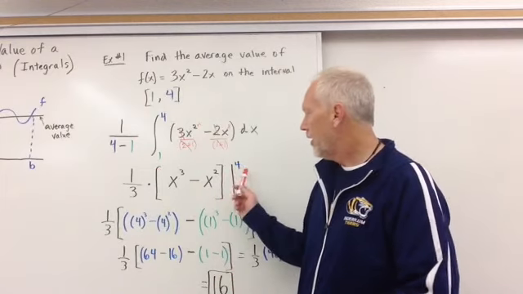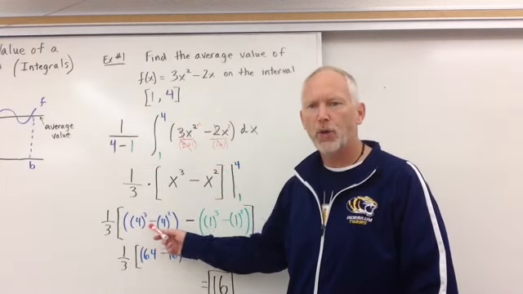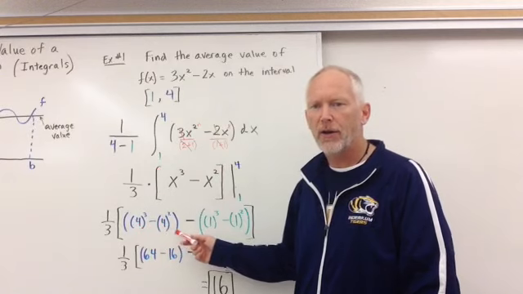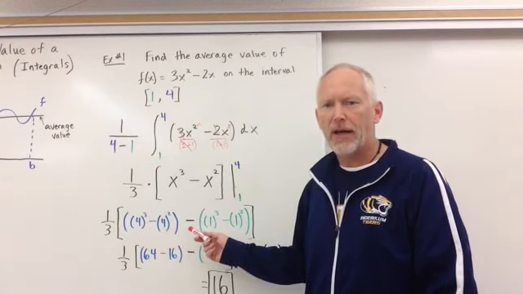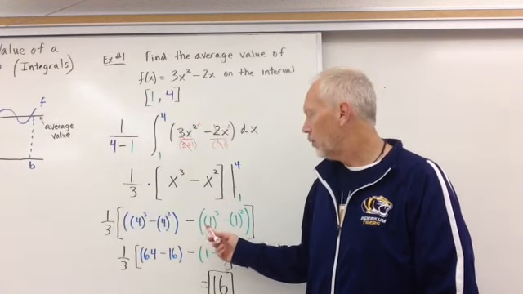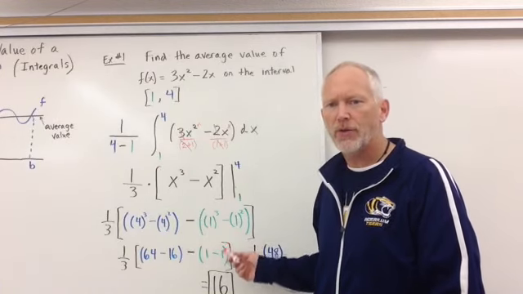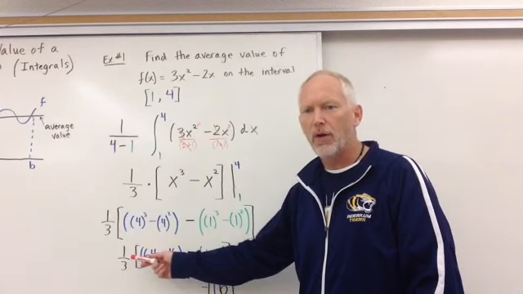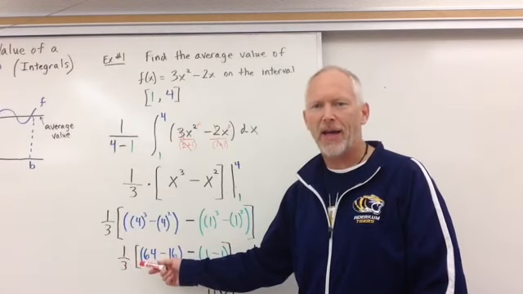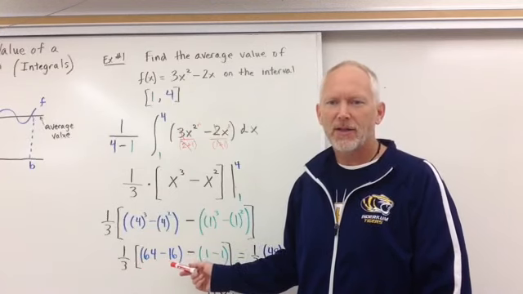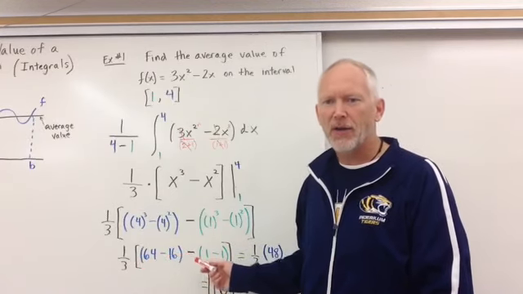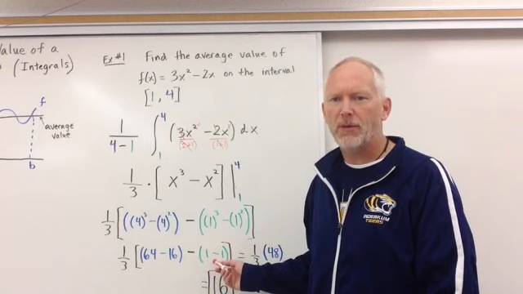So you can see here, if I evaluate it for 4 cubed minus 4 squared, and then according to the fundamental theorem of calculus, we subtract the lower bound. So 1 cubed minus 1 squared. We get 1/3, still out here, I haven't applied that yet, times 64 minus 16 minus 1 minus 1. Well, 1 minus 1 is going to be 0.